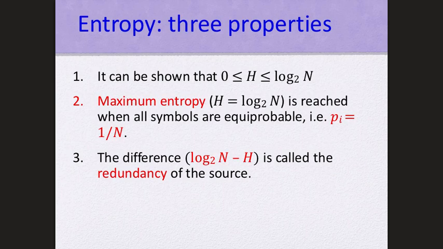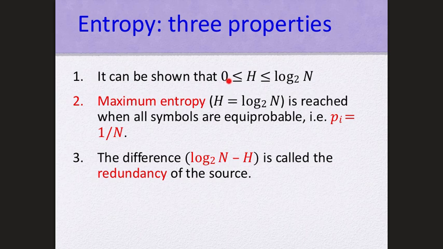And in fact, there are 3 properties of H, right? H is always greater than or equal to 0, it cannot be negative, and H is less than or equal to log to the base 2 of n, where n is the number of possible outcomes from the source. So in the previous example, n is equal to 5. So H is going to be less than or equal to log to the base 2 of 5. Okay? In that previous example that we looked at. And it's always greater than or equal to 0.